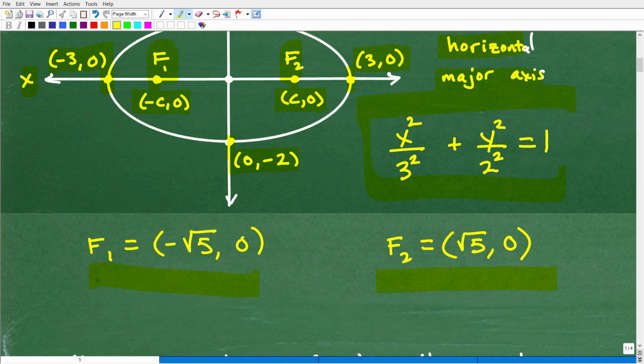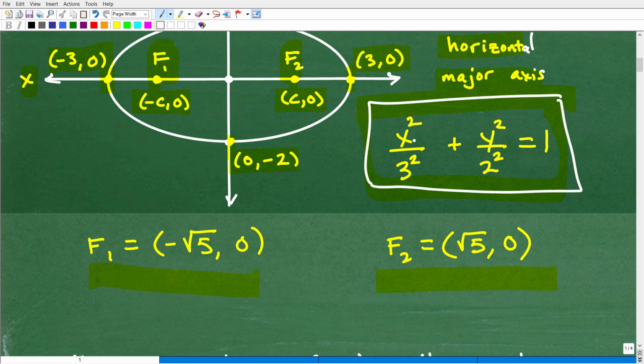And here is the equation of this respective ellipse. Okay, so it's x squared over 3 squared, or x squared over 9, plus y squared over 2 squared, or y squared over 4, is equal to 1.